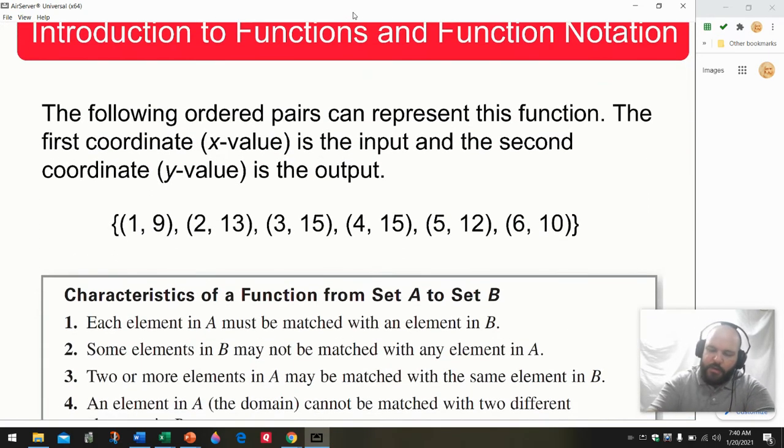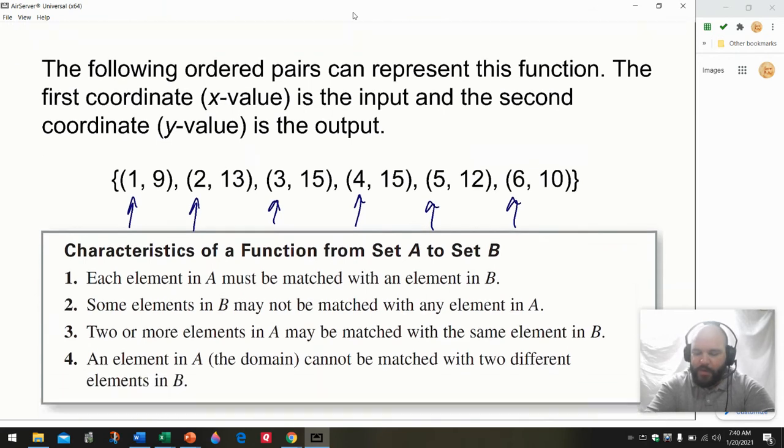So the following ordered pairs can represent this function. The first coordinate, x value, is the input, and the second coordinate, the y value, is the output. And again, the x values are your domains, and the y values are your ranges. And what I want you to notice is there is no repeated x anywhere. Okay, that is one of the keys to something being a function. You cannot have a repeated x. If the x is the same and the y's are different, it would fail to be a function.